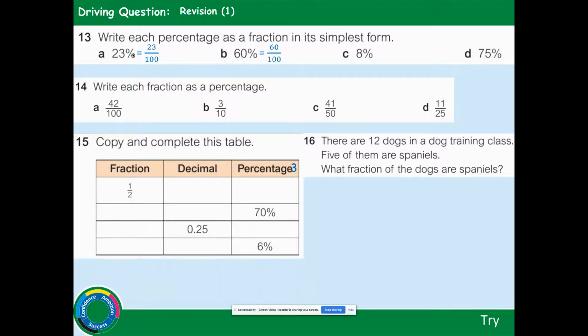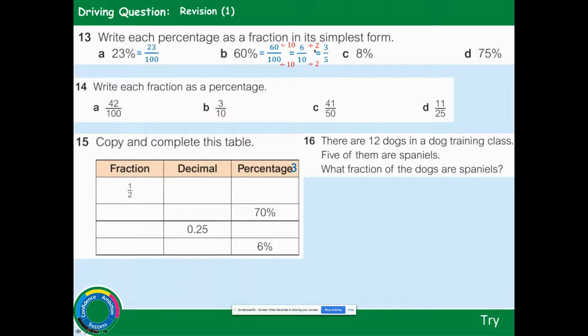60 out of 100. We could simplify this. We could divide by 10 because they both end in 0. That would give us 6 tenths. They're both even numbers, so I can divide by 2 again, and that would give us 3/5. Okay?